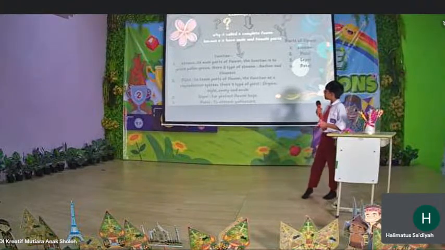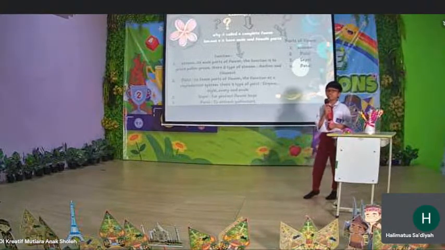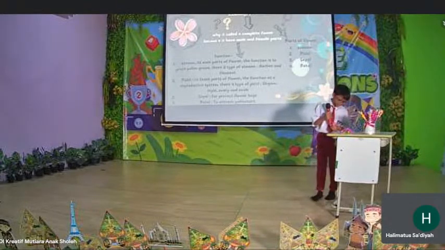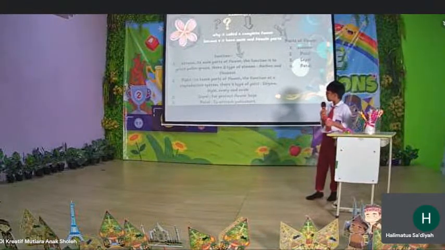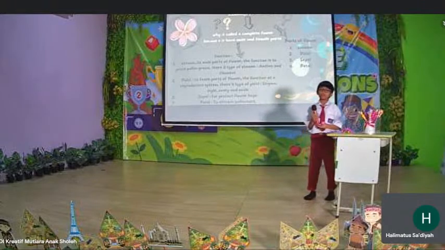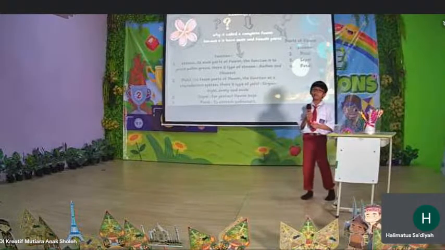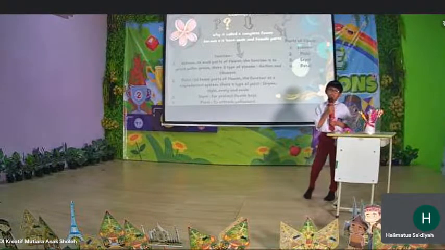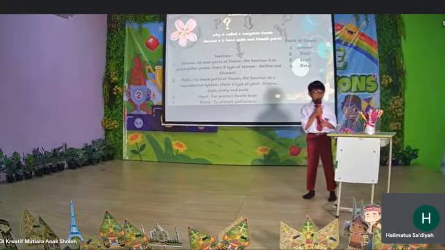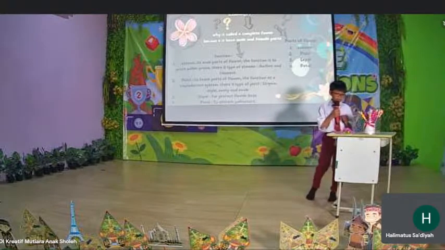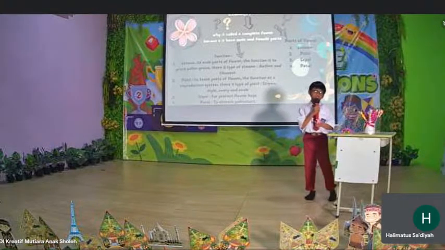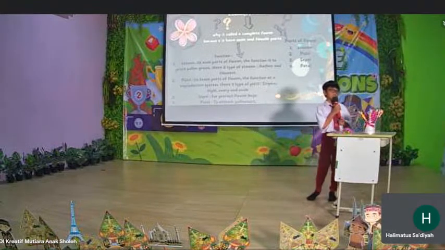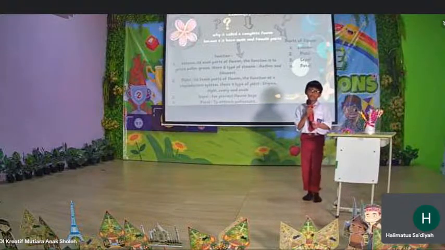And the third is sepal. The function of sepal is to protect flower bud. And the last is petal. The function of petal is to attract pollinators. You can find Kamboja flower in many colors. The first is white, second is yellow, the third is pink, and so on.